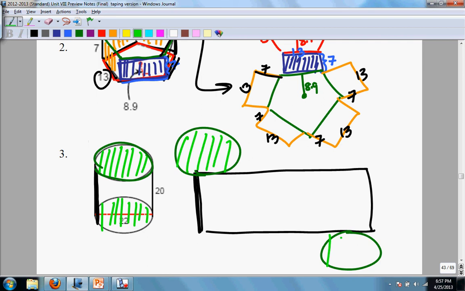And now let's take a moment to figure out our dimensions. This was 22. That would be our diameter of our circles, which would make our radius 11 if we needed to find the area, which eventually you will. Then the height of the can, which is also the width of the rectangle, is 20.